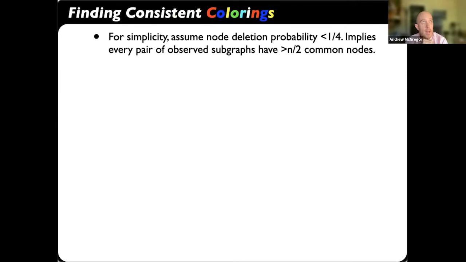Okay, so let's do that. I'm going to look at the special case where the deletion probability isn't a half, which is how I set up the problem, but I'm going to assume it's less than a quarter. The result's actually not too difficult in this case. It's extending it to the case when the deletion probability can be a half or greater where the challenges lie. But for simplicity, let's try and find consistent colorings, assuming node deletions are less than a quarter.